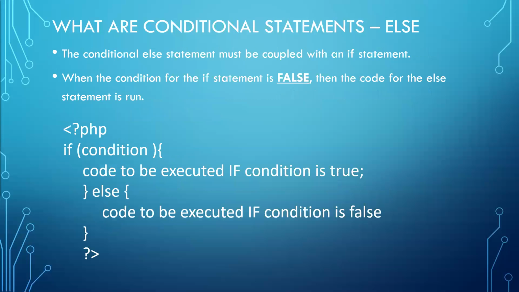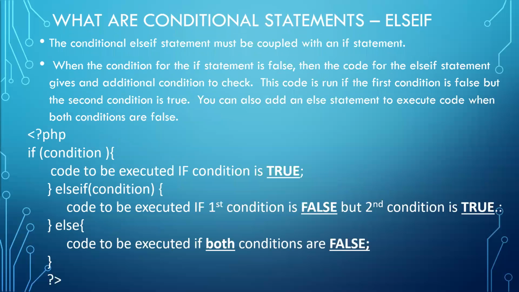Next, we have the else statement. This must be coupled with an if statement. You can't have just an else. So if the condition is false, then the else code is run, and that code again is in the curly braces. Finally, you have the else if statement. This condition happens when the first if is false. Then you have an else if, a new condition, and that could be true or false. If this condition is true, then this code is executed. If they're both false, then the final else would be executed.